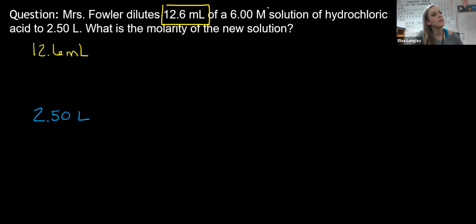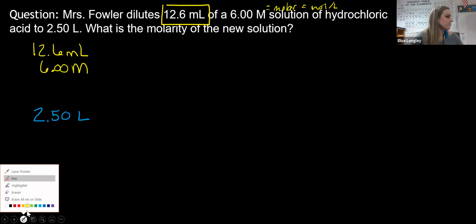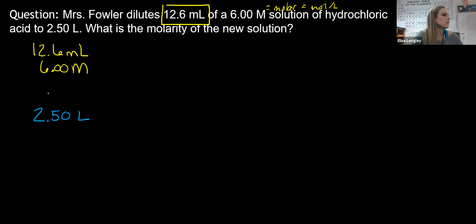The capital M stands for molar. Just like you say, this 6.00 molar. And we know that molar is equal to moles per liter. So 6.00 molar is in here. Okay. What are we looking for? The molarity of the new solution.